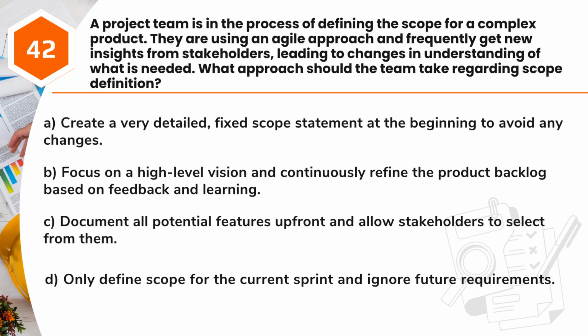A. Create a very detailed, fixed scope statement at the beginning to avoid any changes. B. Focus on a high-level vision and continuously refine the product backlog based on feedback and learning. C. Document all potential features up front and allow stakeholders to select from them. D. Only define scope for the current sprint and ignore future requirements.